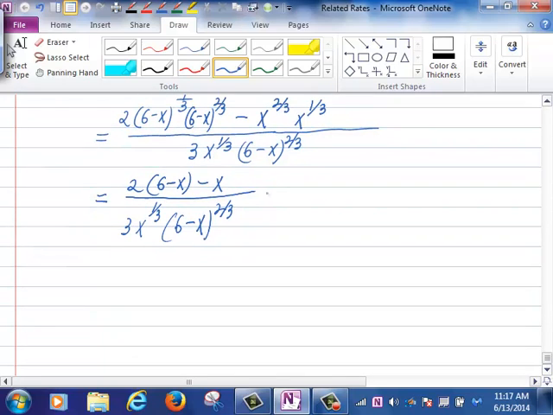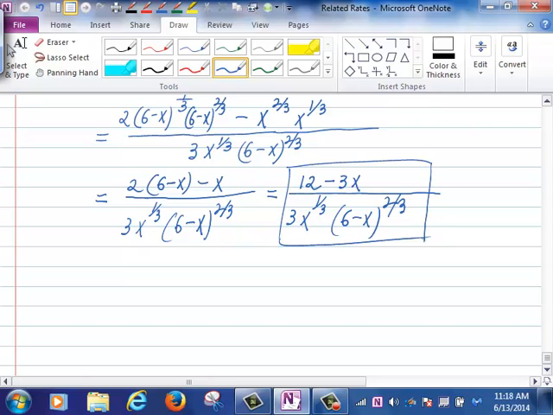Now what do I have in the numerator now? I have 12 minus 2x minus x, so that will be 12 minus 3x, right? And I have here 3x to the 1/3 times (6 minus x) to the 2/3. Okay? So this is simplified enough, okay? So this is the derivative.